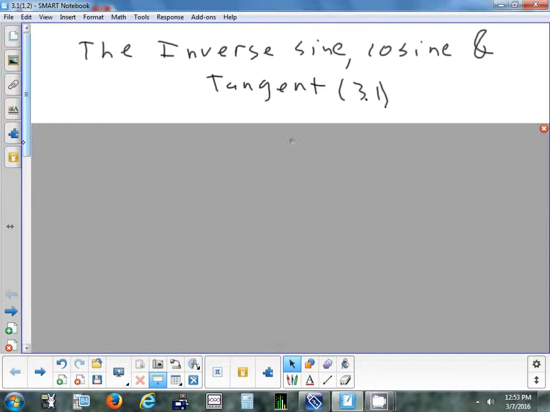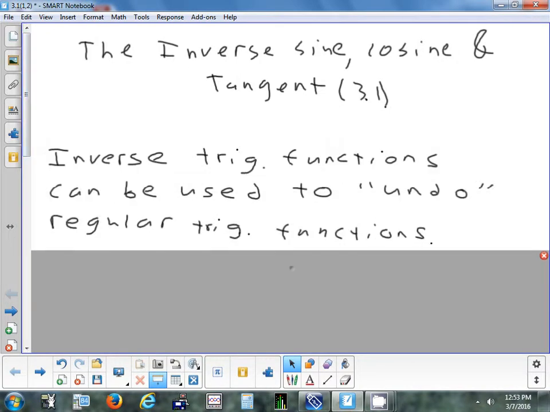All right, so this week we're going to take a look at two sections, 3-1 and 4-1. Each section we'll do over 2 days. Okay, the first section we're going to look at, 3-1, is on what's called inverse trig.